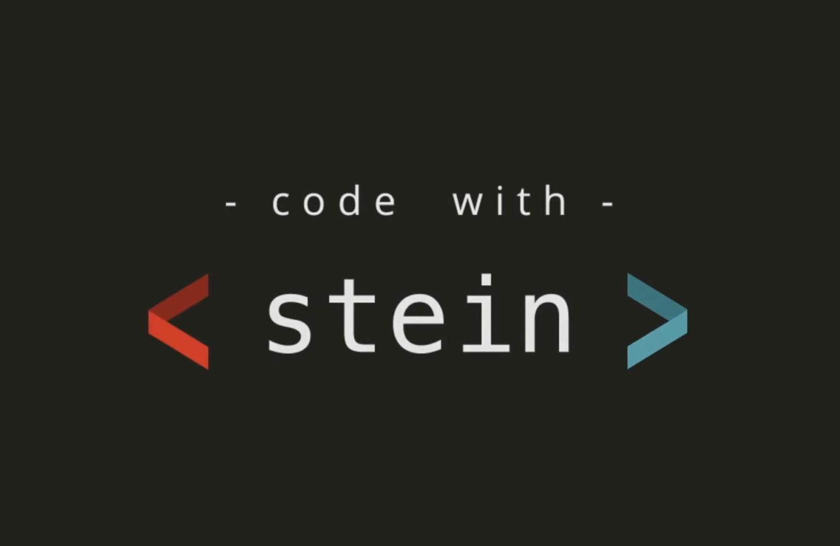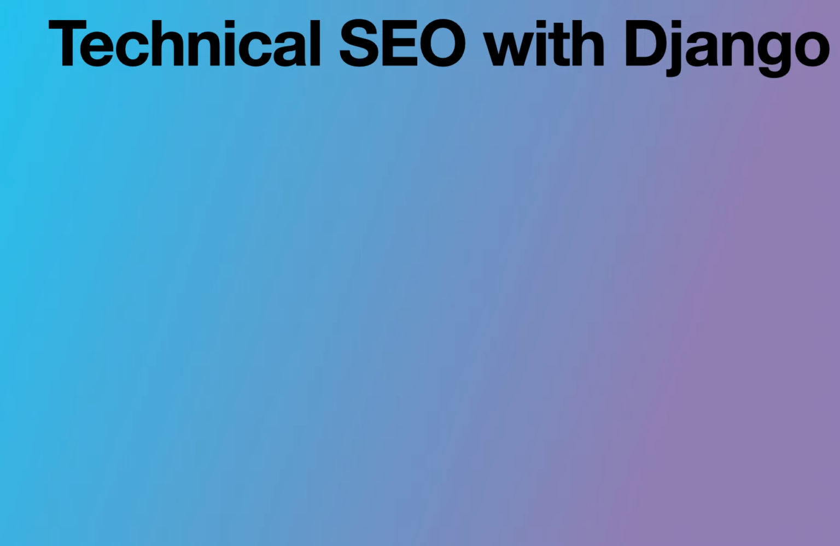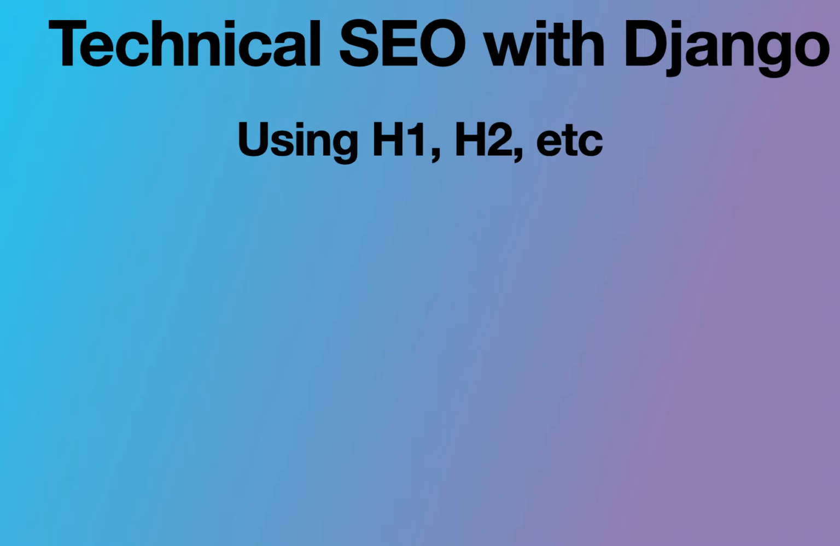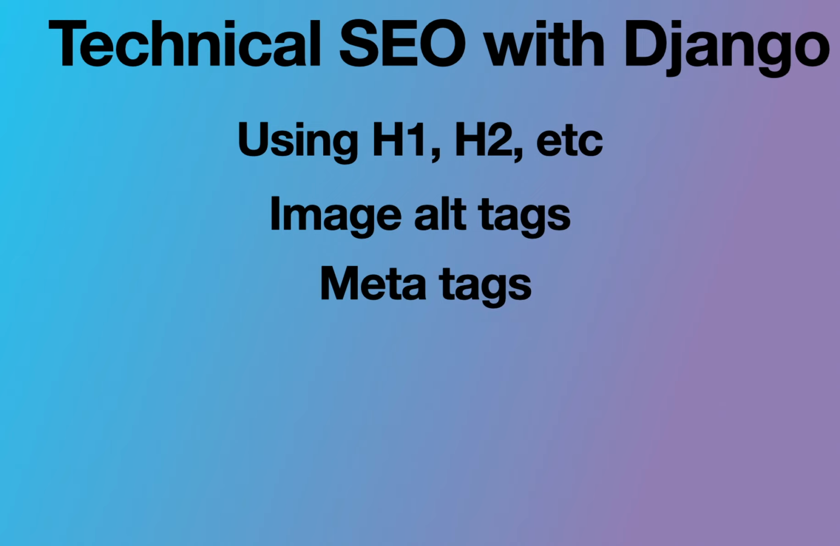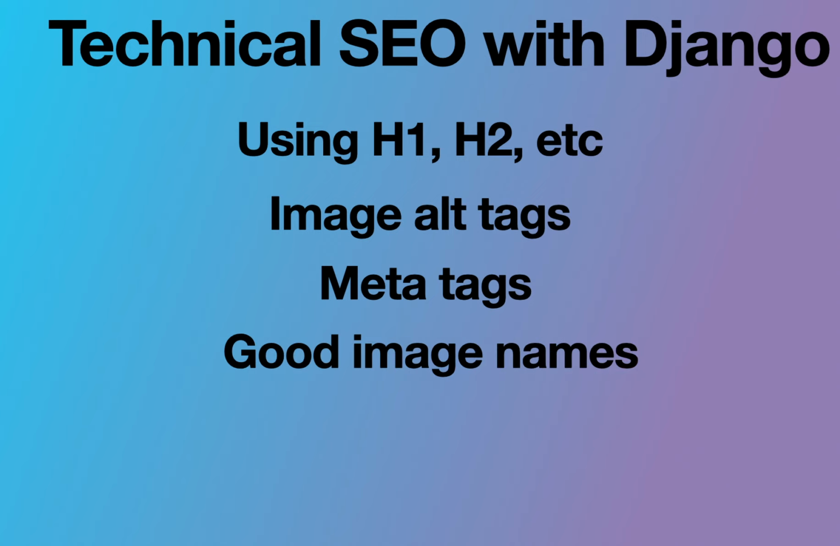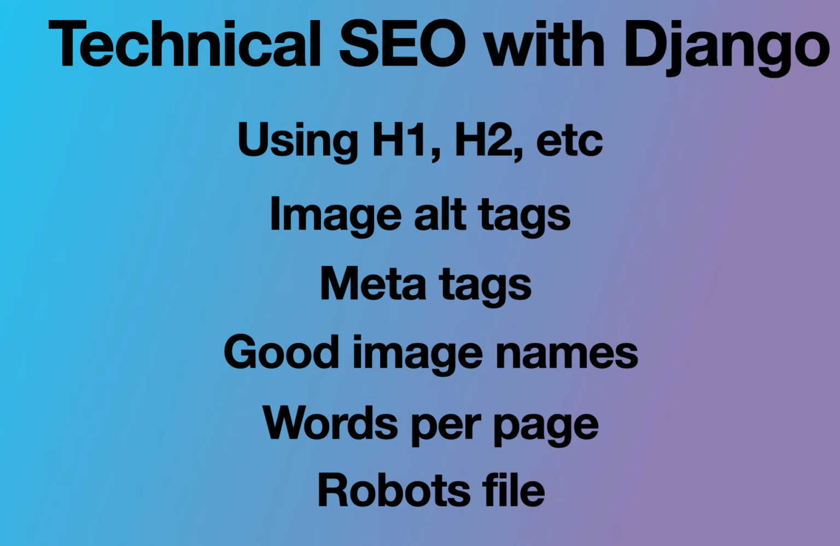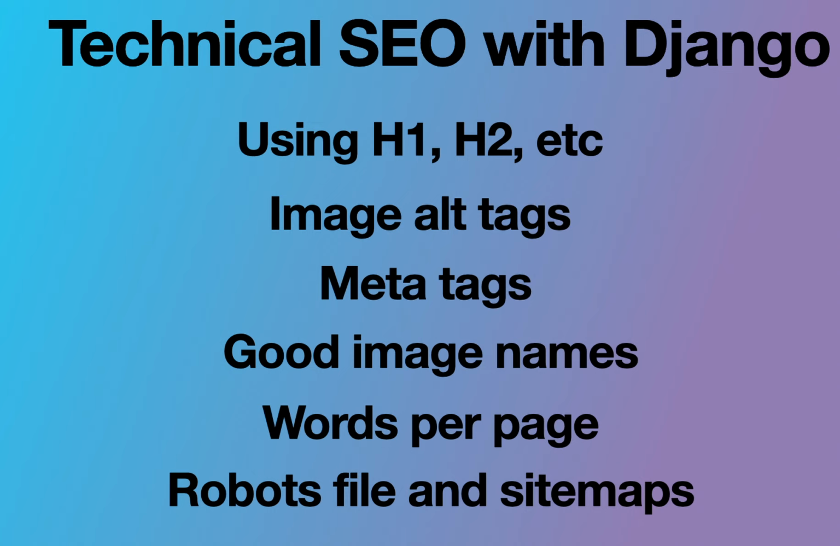In this video I'm going to talk and teach you a little bit about technical SEO with Django. So I'm going to talk about the correct use of H1, H2, etc. How to set alt tags for images, how to use the different meta tags and how to make these dynamic, how to use good image names, how many words per page and similar, how to set up a robots file, and at the end I'm going to set up a sitemap for the page as well.